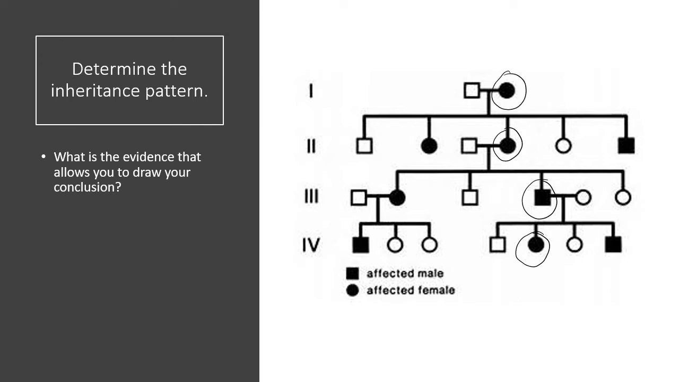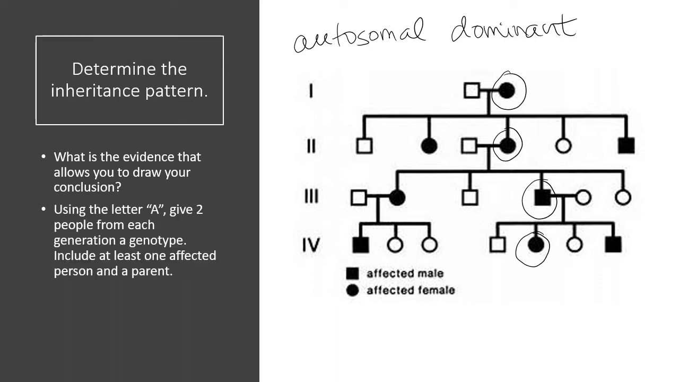So when I see that the disease is present in every single generation, and when I see that everyone who has it has a parent who had it, I know that this is an autosomal dominant trait, meaning it's not sex-linked and it's a dominant trait. So now what we want to do is, I'm probably going to ask you next to give the genotypes of individuals in the family. So we're going to try to do two people from each generation, include at least one affected person and a parent.